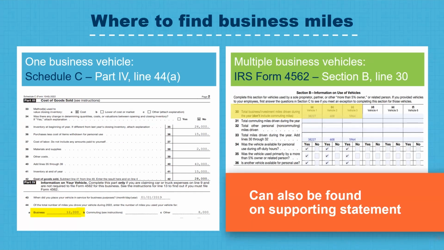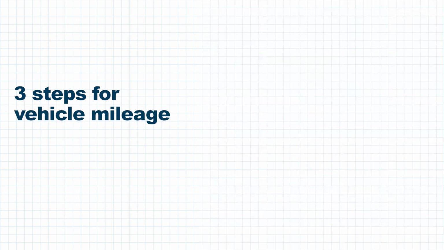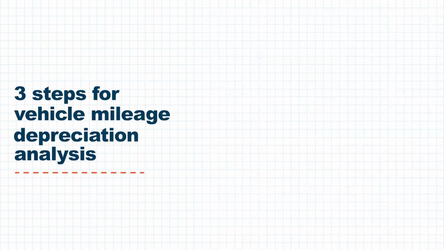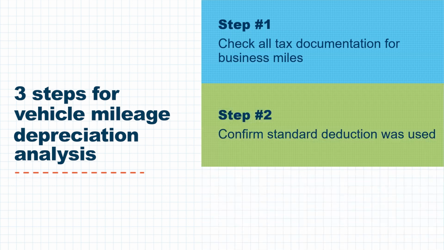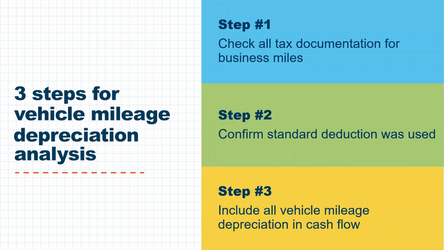And you should be aware that this process involves more than just plugging mileage into a worksheet. There are 3 steps for vehicle mileage depreciation analysis. Step number 1, check all tax documentation for business miles. Step number 2, confirm standard deduction was used. Step number 3, include all vehicle depreciation in cash flow.